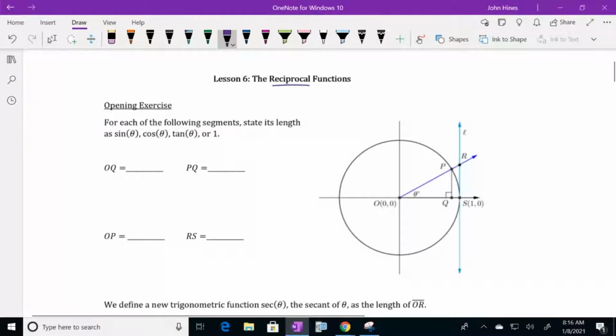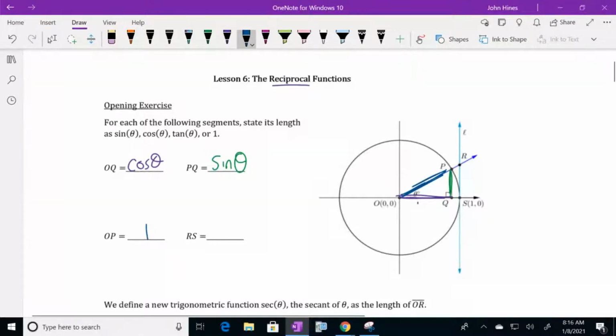So for each of the following segments, state its length as sine, cosine, tangent, or 1. So we've got our triangles here that we've been working with. OQ is this horizontal distance here. That's cosine theta, right? Horizontal is cosine. PQ is the vertical distance in the unit circle. That's the sine of theta. OP is a hypotenuse, so that's 1.